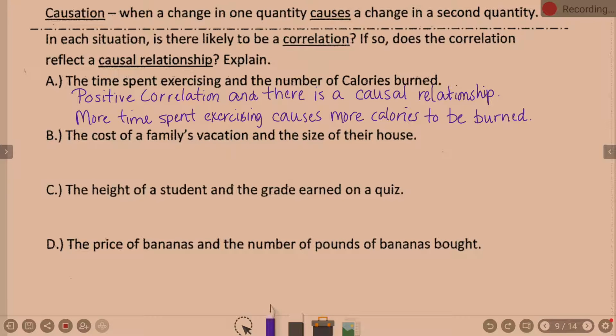So those are the things you need to be able to think of here. It's a positive correlation because the more time you exercise, the more calories burn. Those are increasing numbers. And there's a causal relationship because that more time spent exercising is causing more calories to be burned. So if you can put in there that something is causing the other to happen, you're going to be able to talk causal relationship.